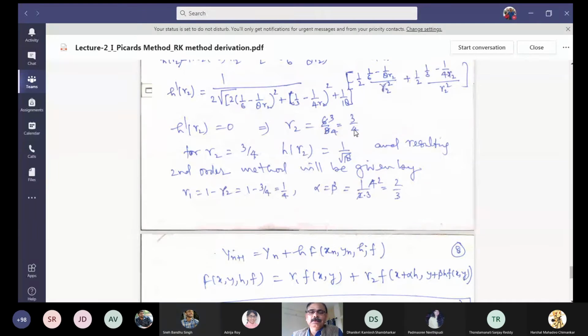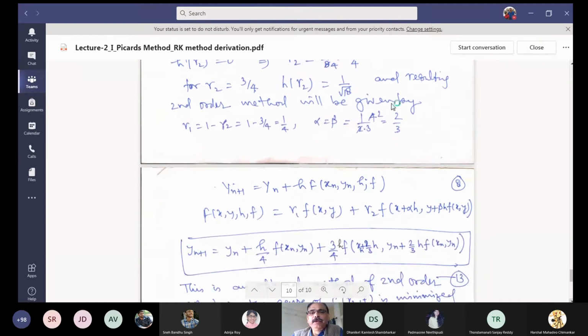Okay. So gamma 2 is 3 by 4, which will provide you the optimal second order Runge-Kutta method with these 4 parameters, right? Optimal in the sense that the coefficients of the f terms are minimum. So with gamma 2 equal to 3 by 4, we'll get gamma 1 is 1 by 4, alpha and beta is 2 by 3. You can put that value in those equations which we already have, right?